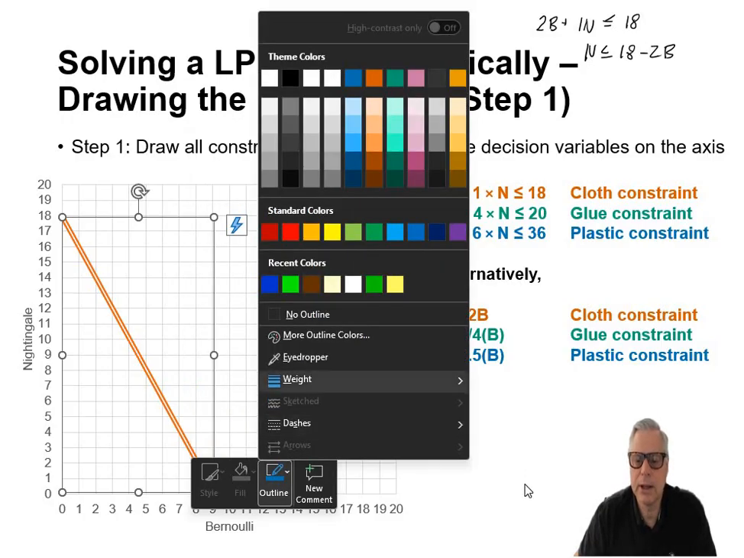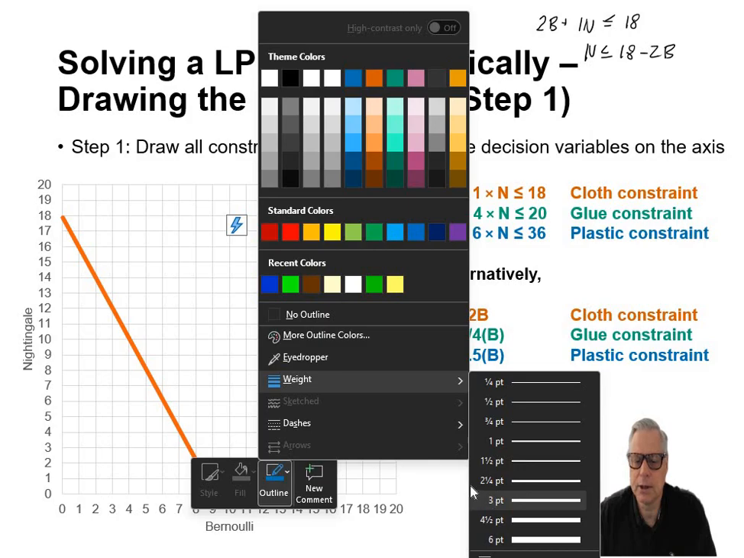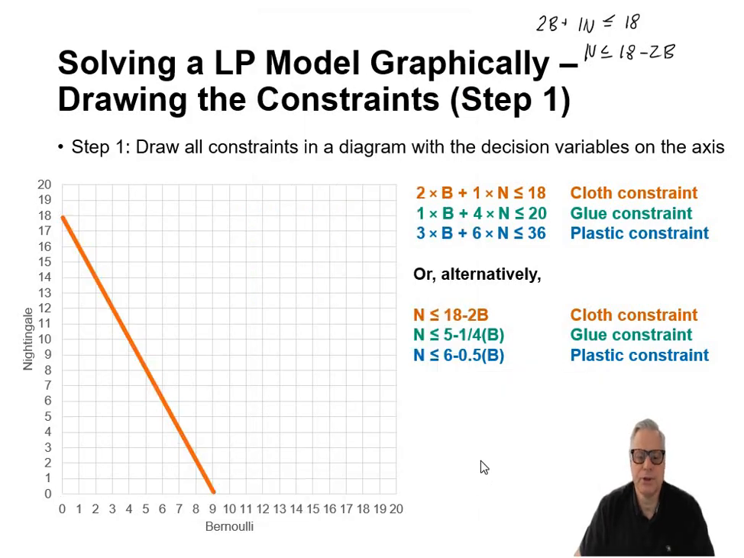Maybe outline and maybe weight, make it a little bit bigger. Okay, so this would be our cloth constraint, and now you can already tell why it is called linear programming. Well, it's because we largely deal with straight lines. Okay, let's move next to the glue constraint.